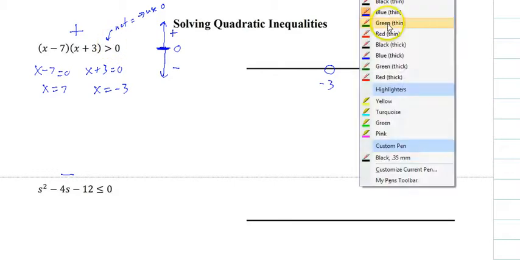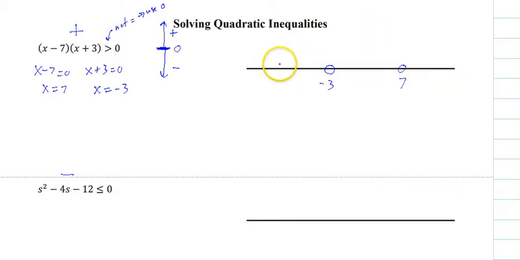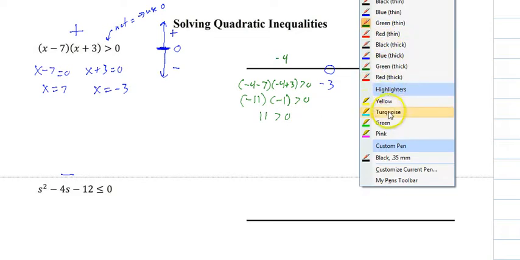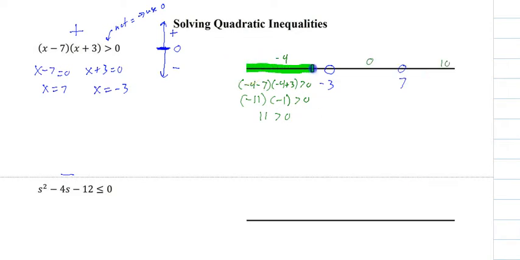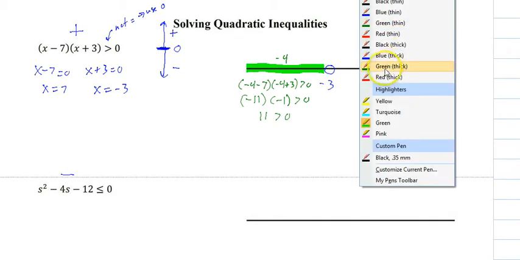So to do that, you just pick a number, any number you want. So I'm going to pick negative 4, I'm going to pick 0, and I'm going to pick 10. We can pick any value you want in here. We can pick a 1 or a 2. Same thing over here, we could pick negative 100. And all we do is plug it in to our inequality. And that would give us negative 11, negative 1, which is 11. And 11 is positive, so we shade. So again, if we are looking for greater than 0, we are looking for positive.